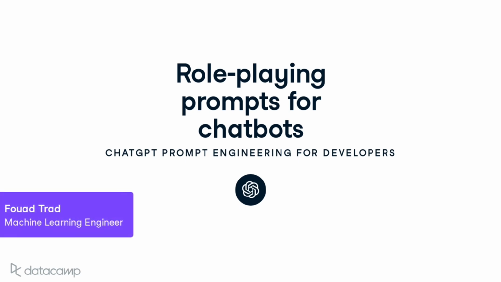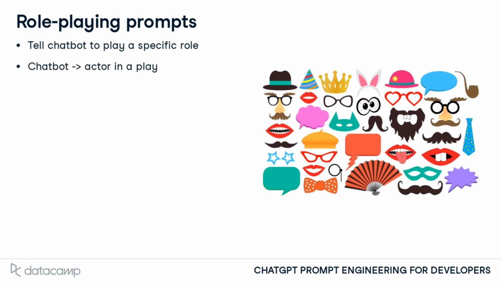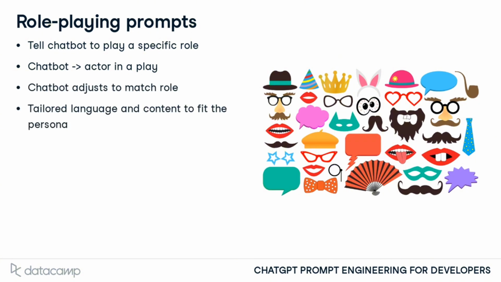An important aspect to discuss when talking about chatbot development is role-playing prompts. Let's see what these are. Role-playing prompts instruct the chatbot to adopt a specific role, like an actor in a play being given a character to portray. This means adjusting tone, vocabulary, and behavior to fit the role's requirements, providing tailored responses instead of generic ones. This approach ensures effective interactions, especially for domain-specific chatbots. The chatbot learns these roles from its training data.